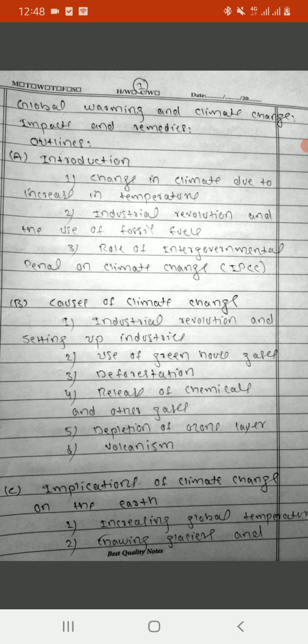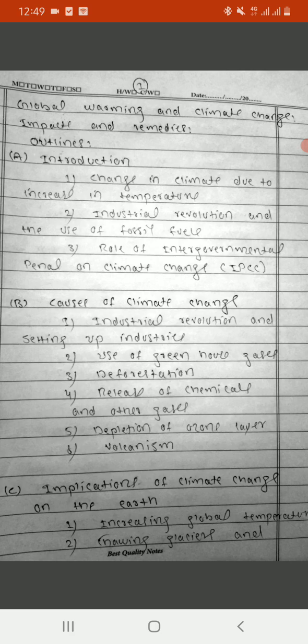Then the release of chemicals and other gases, the aerosols and other relevant chemicals, the nitrogen, etc., from the industries is also one of the reasons. The depletion of the ozone layer, as ozone acts as a protective covering, and this depletion which is witnessed recently is also one of the reasons for climate change. And then volcanism is also causing climate change. So these are some of the factors that are causing climate change. You can also add your own information. This is just a sample, for example.